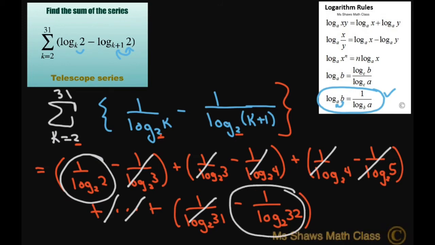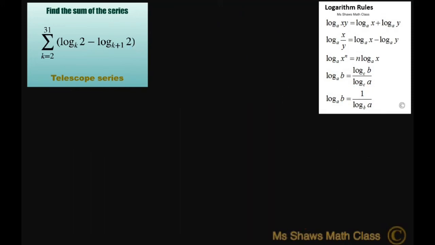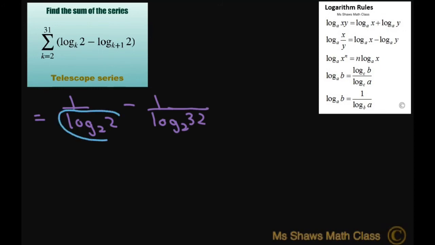So I can write that up here. This is going to be 1 divided by log base 2 of 2 minus 1 divided by log base 2 of 32. So let's simplify that. I'm running out of room on this, so let's move on. I'll write it again. We had this equals 1 divided by log base 2 of 2 minus 1 divided by log base 2 of 32. All right, so for this one, this just equals 1.